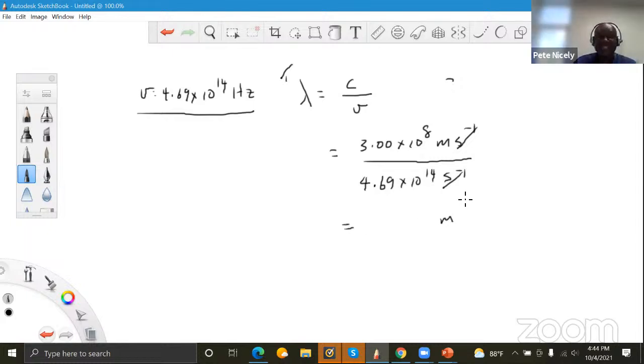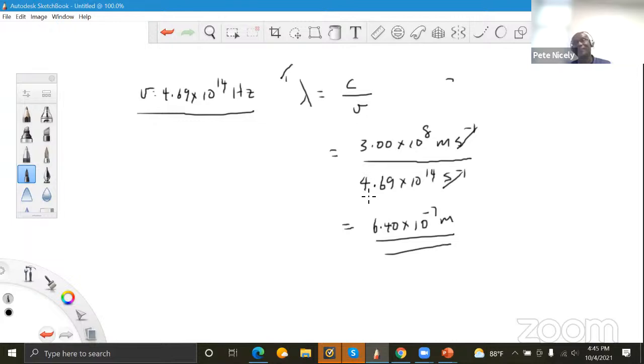So let's do that calculation. 3 times 10 to the 8 divided by 4.69 times 10 to the 14. And according to my calculations, this works out to be equal to 6, how many sig figs? 3 sig figs. So this will be 6.40 times 10 to the minus 7, all right? So that's basically how that is done, all right?